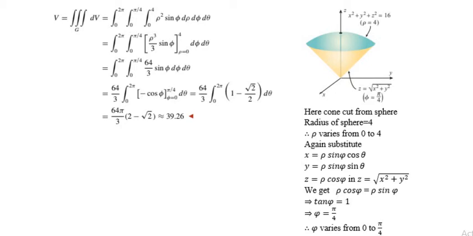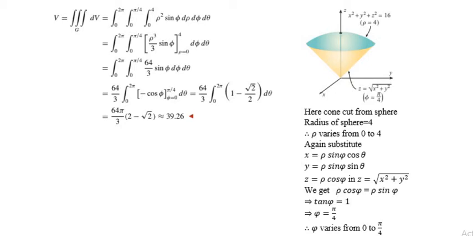We know that the integral of sin phi is minus cos phi. Apply the limits. We will get 64 by 3 times the integral from 0 to 2 pi of (1 minus root 2 by 2) d theta. Next we have to integrate with respect to theta. When you integrate with respect to theta, you will get the answer as 64 pi by 3 times (2 minus root 2), which is approximately equal to 39.26.